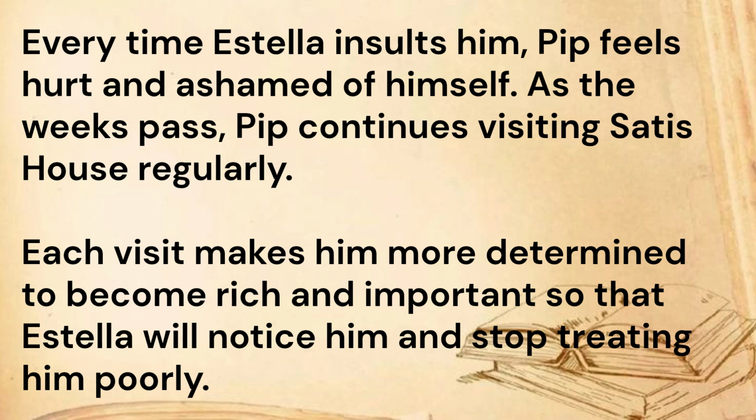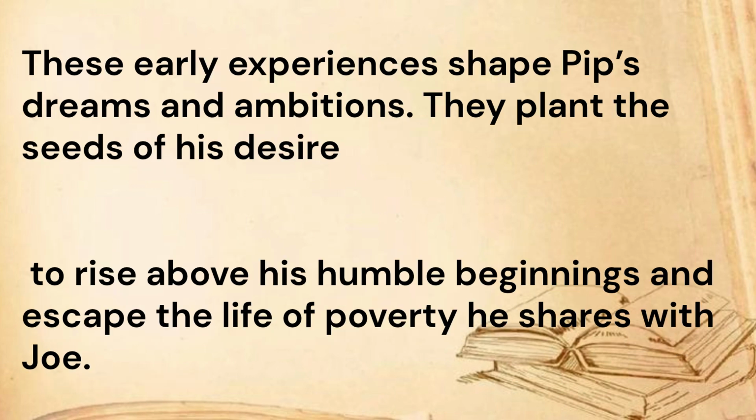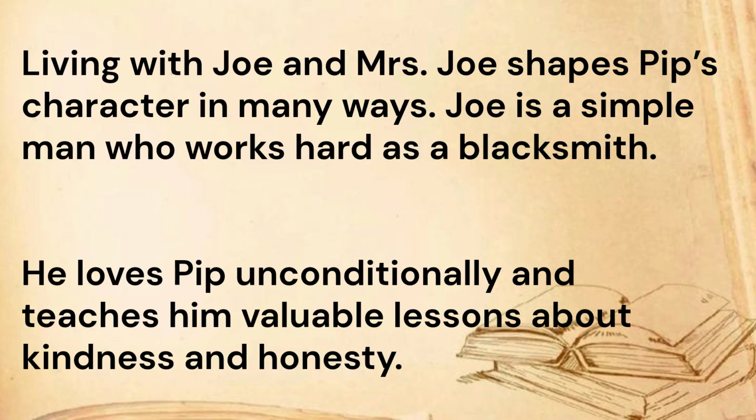As the weeks pass, Pip continues visiting Satis House regularly. Each visit makes him more determined to become rich and important, so that Estella will notice him and stop treating him poorly. These early experiences shape Pip's dreams and ambitions. They plant the seeds of his desire to rise above his humble beginnings and escape the life of poverty he shares with Joe. Living with Joe and Mrs. Joe shapes Pip's character in many ways.